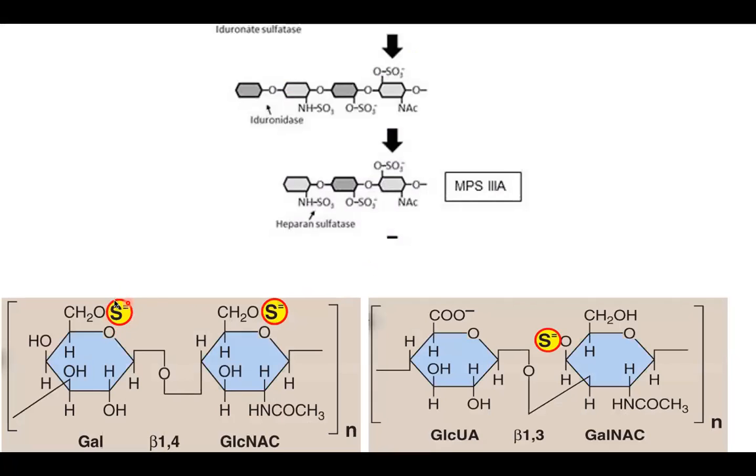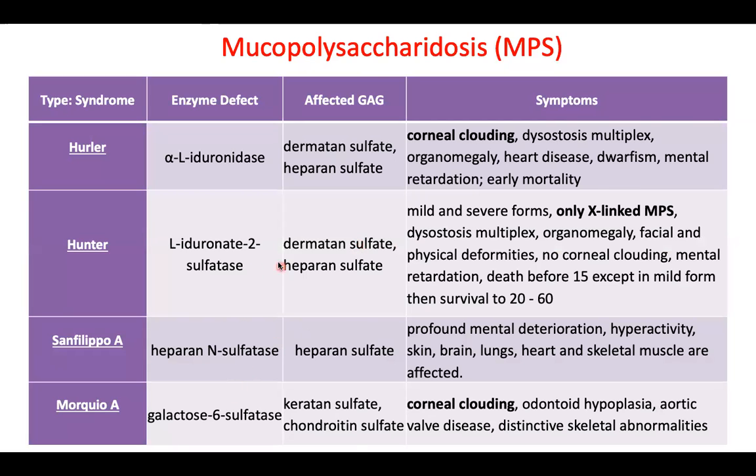group over here. If I can't remove the sulfur group, I can't break down the GAG, and it leads to the accumulation. Similarly, over here, you can see chondroitin sulfate. You can see I have a galactose and acetylgalactosamine. It also has a sulfur group. I need to remove the sulfur group in order to break down the GAG. If I can't break down the GAG, it leads to an accumulation. That's what leads to mucopolysaccharidosis. That's the main concept. Again, you don't need to know the specifics. I just want you guys to understand what's happening.